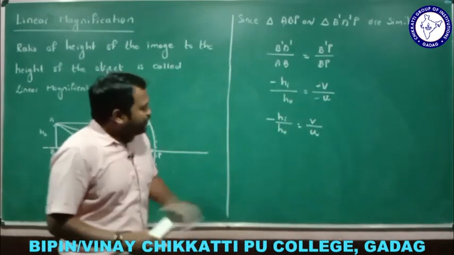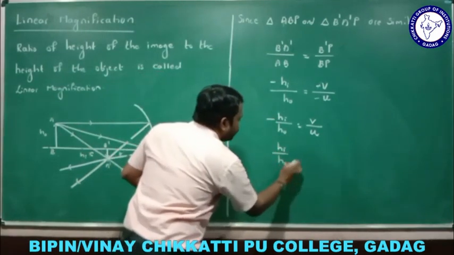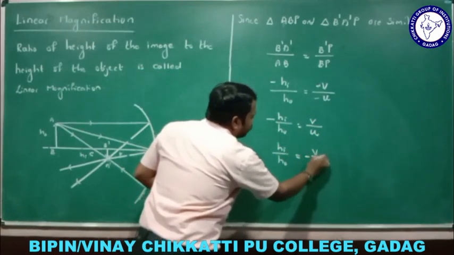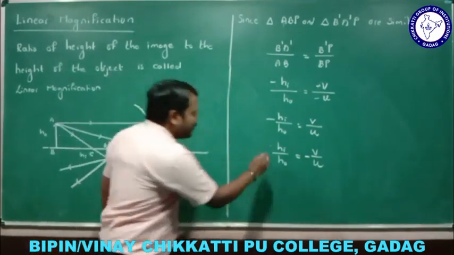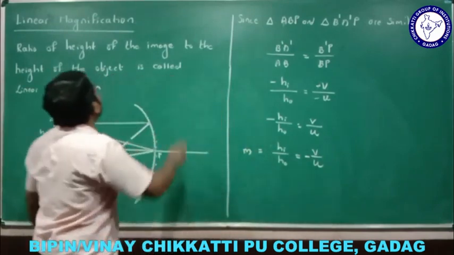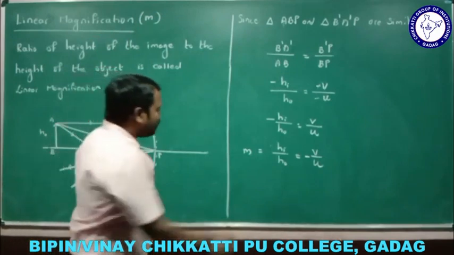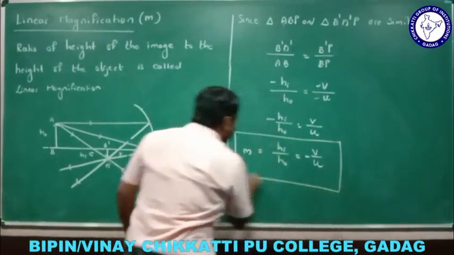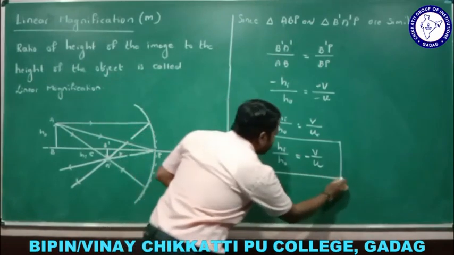Right? Okay, but I don't want HO, I just want HI divided by HO. Shall I take it like this? Minus V divided by U. What is HI by HO? This is nothing but M. What is M? M is called the linear magnification. Okay, what is the linear magnification? The formula we got now here, right? So this is the linear magnification.